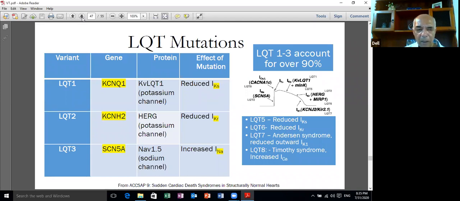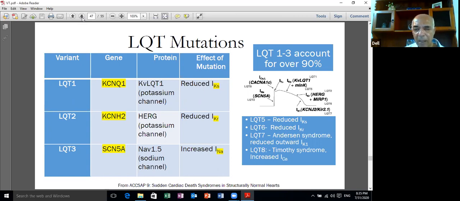And then long QT syndrome number 3 is due not to loss of function but gain of function of the sodium channel, and this results in long QT3. Phenotypically, it's characterized by a long ST segment and a short, low voltage peaked T wave. It is not responsive or minimally responsive to beta blocker, but is responsive to mexiletine.